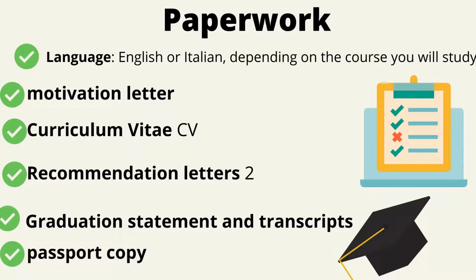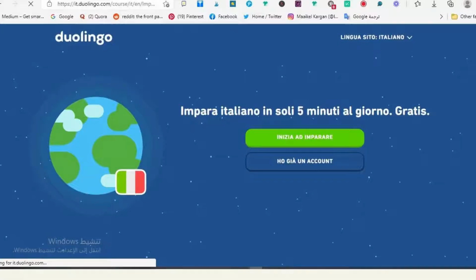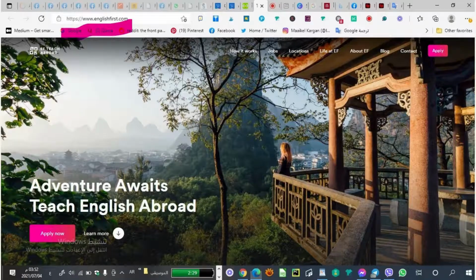Documents required to apply for the grant: language certificate, letter of motivation, CV, recommendation letters, graduation statement and transcript, copy of passport. I watched videos and they said that there are sites such as Duolingo and English First that give certificates enabling you to apply for scholarships.